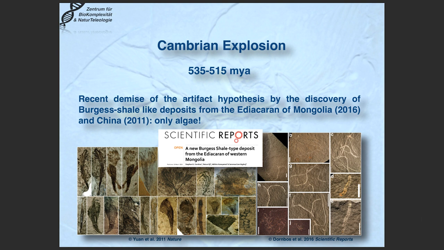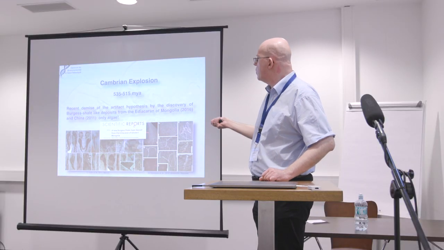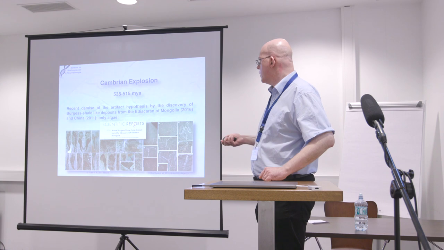In 2011 and 2016, we found geological layers of the Burgess Shale type. Burgess Shale is the famous Cambrian locality in Canada where all those Cambrian animals are found. And we found exactly the same sedimentary geological formations from an Ediacaran, pre-Cambrian period in Mongolia and China. Animals could clearly be preserved in the same way as in the Burgess Shale, but all we find in these layers are algae. And meanwhile, even mainstream evolutionary biologists agree it's not an artifact that the animals are not there. They are not there because they did not exist at this time.